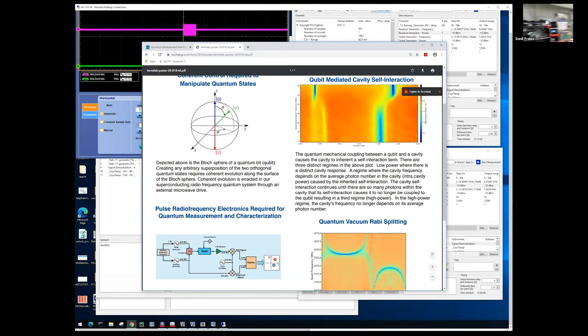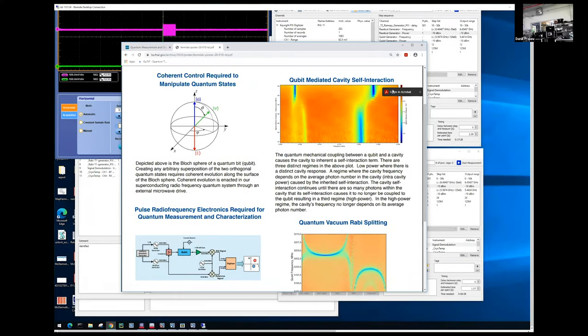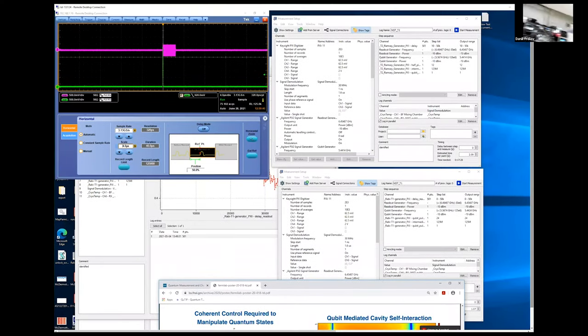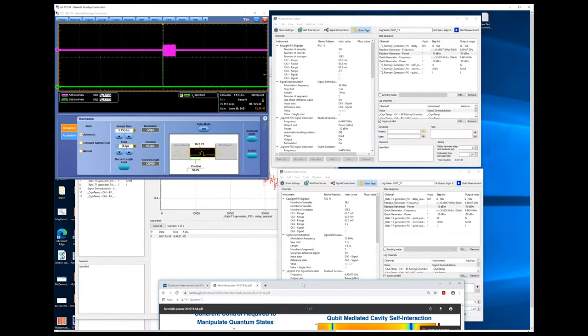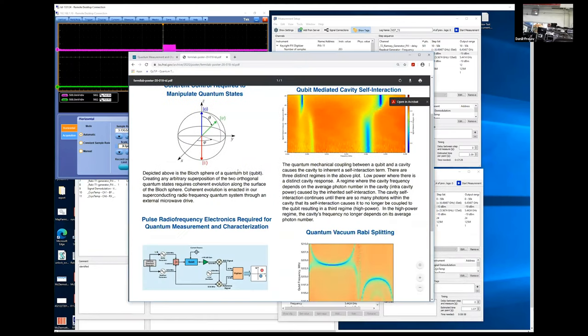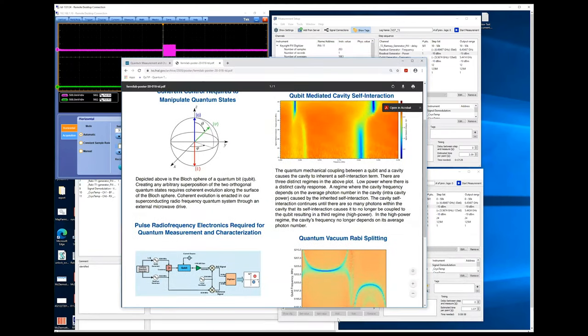Okay, so do you see this window? Yes, we do. Can you read what is shown here, or is it good enough? You were moving away a coherent control required to manipulate quantum states. Okay, great.